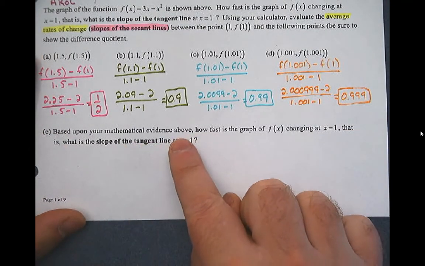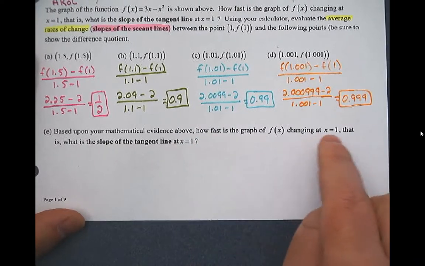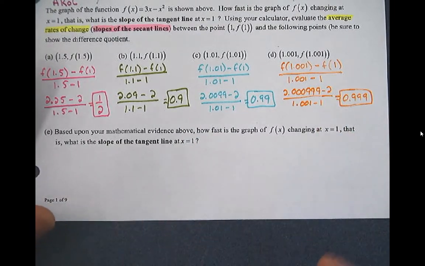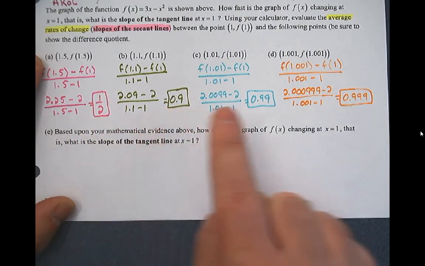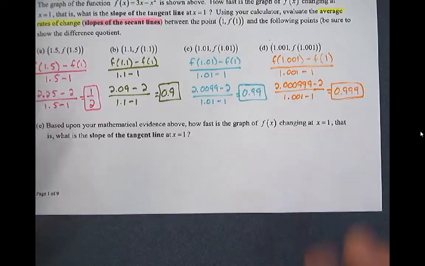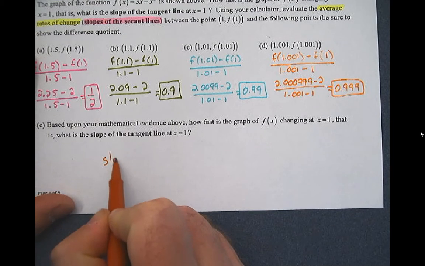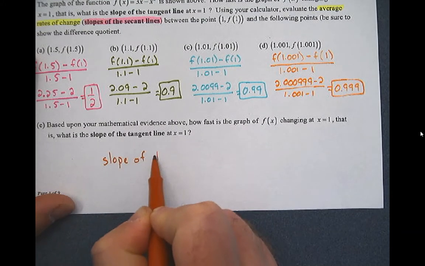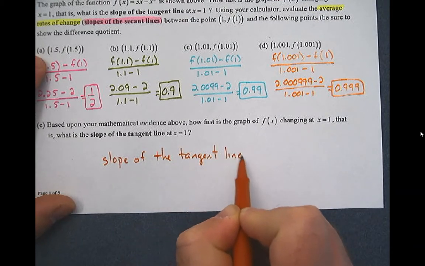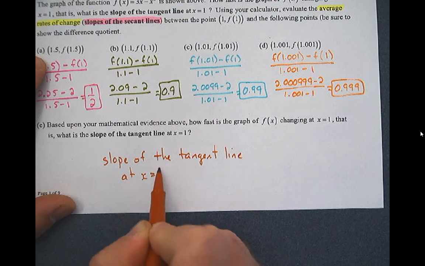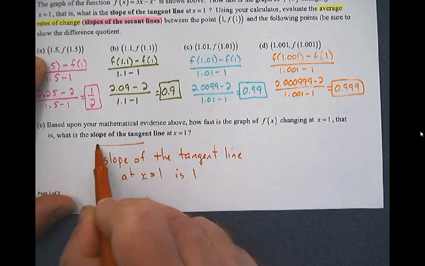Based on this evidence, how fast is the graph of f of x changing at x equals 1? That is, what is the slope of the tangent line? So if I gave you a table and I had it go 0.5 to 0.9 to 0.99 to 0.999, what would you guess we're headed towards? Hopefully you're guessing that our estimate of the slope of the tangent line at x equals 1 is 1. That would be my guess.